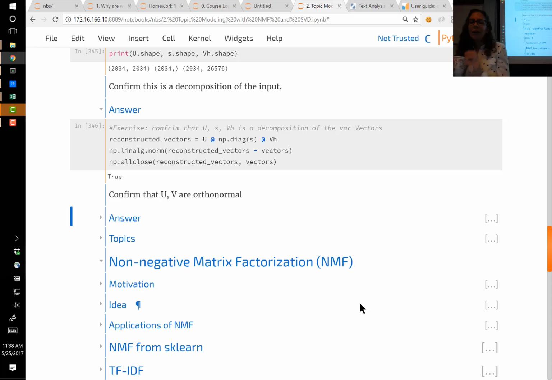And I should be clear, when I say U and V are orthonormal, I don't mean to each other. I mean that the columns of U are orthonormal to the other columns, and the rows of V are orthonormal to the other rows.